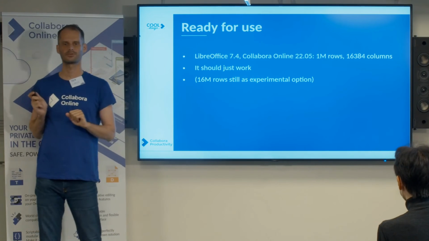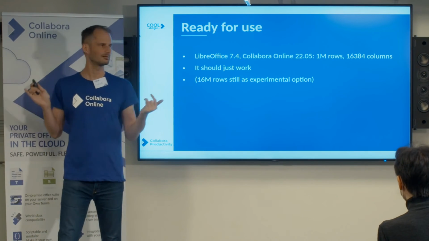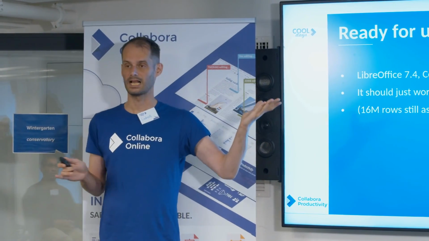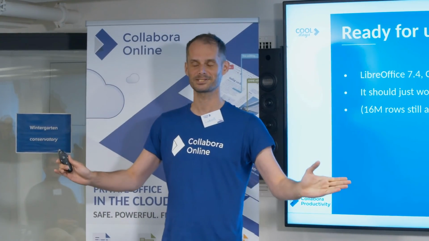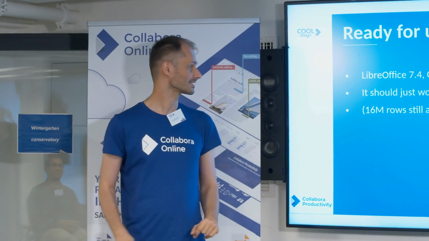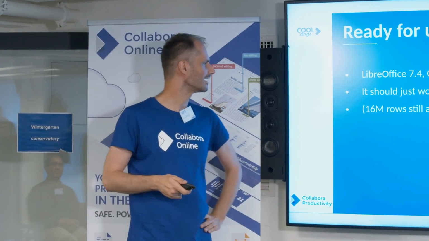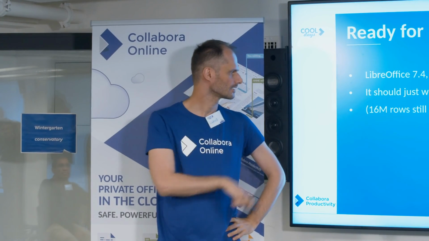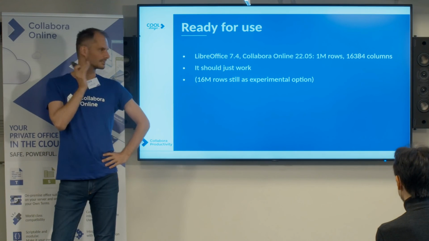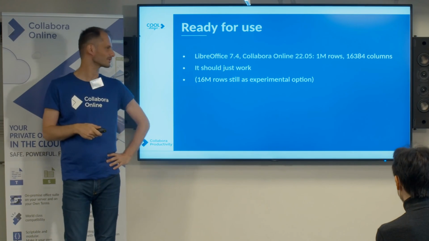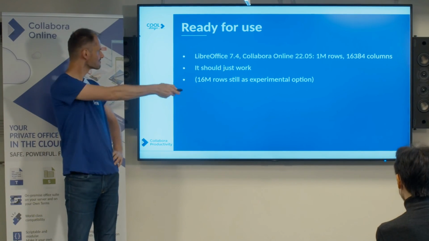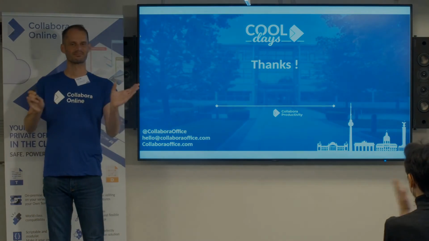So LibreOffice 7.4 was released this summer, and also the latest Online based on this. You can have also 16K columns. As I said, it should work. If it doesn't, complain, but I think I've fixed it all. You will be lucky if you still find something. Maybe. We still have 16 million rows as an experimental option, because that's less commonly used. That's actually more than Excel supports, so that's something for later. This was mainly to catch up. So that's the last slide. So it just works.